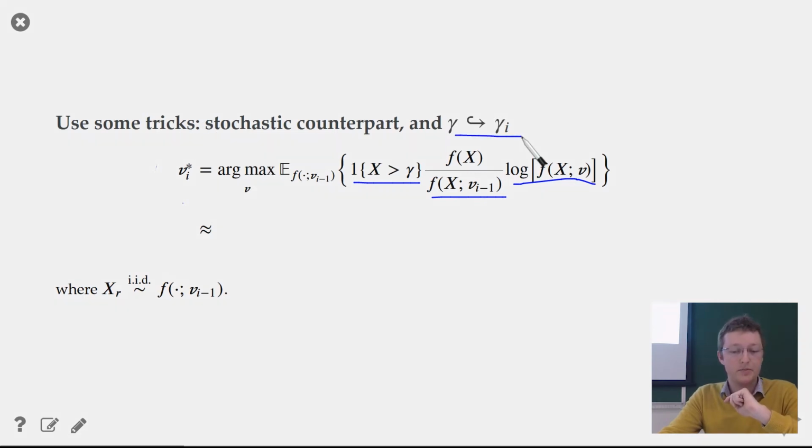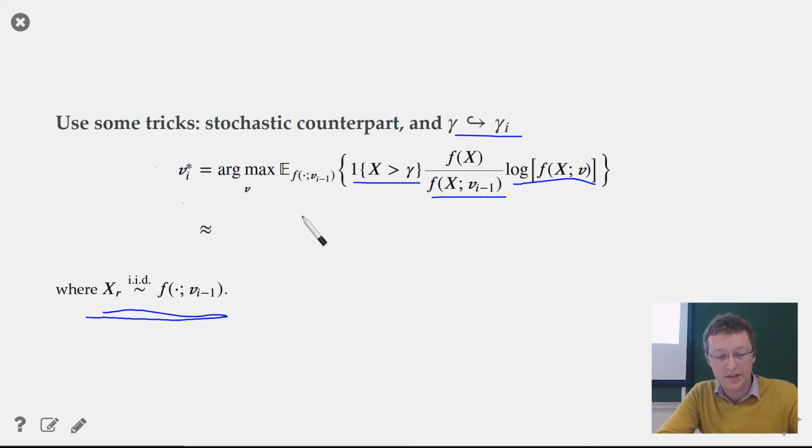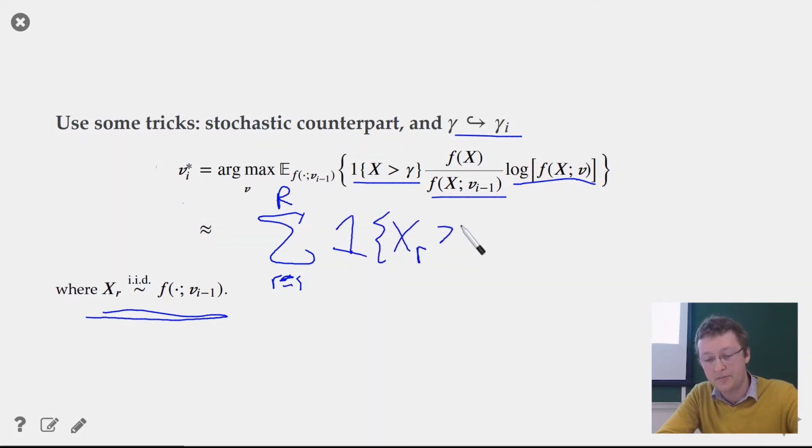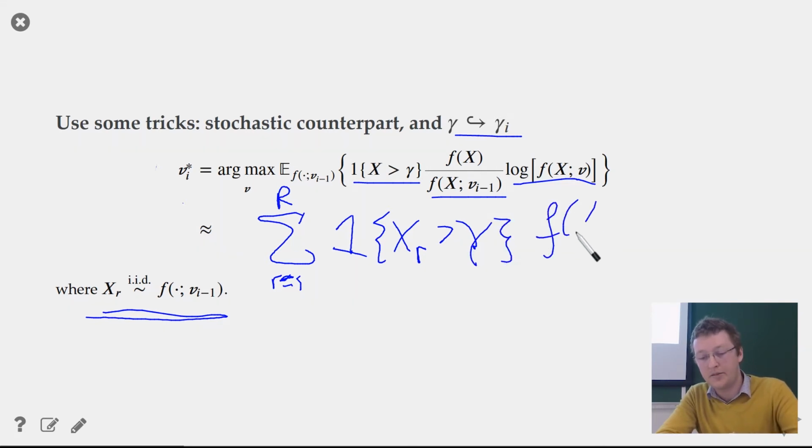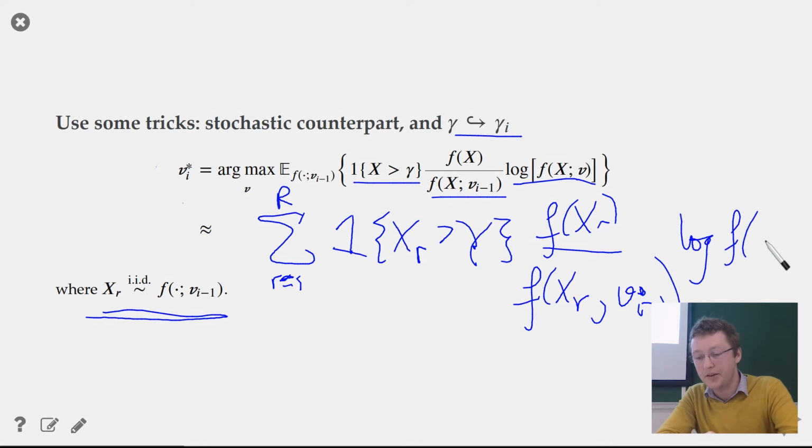Except the only thing missing is that we need to do what we did last week, which is this stochastic counterpart trick. So instead of maximizing an expectation, you sample from that distribution, fix those values, and maximize over a Monte Carlo version of the optimal objective value. So if you sample from f given v_{i-1}, you do the summation of r equals 1 to capital R, and basically the same thing here where all your x's are replaced by the actual sample, x_r given v_{i-1}, log f(x_r), and so on.